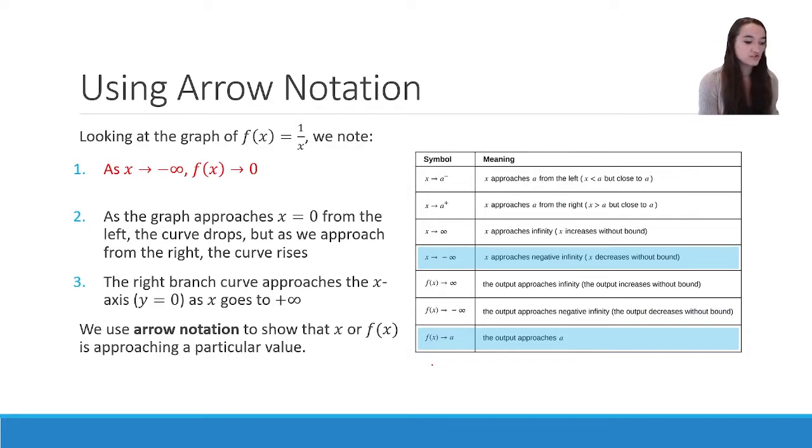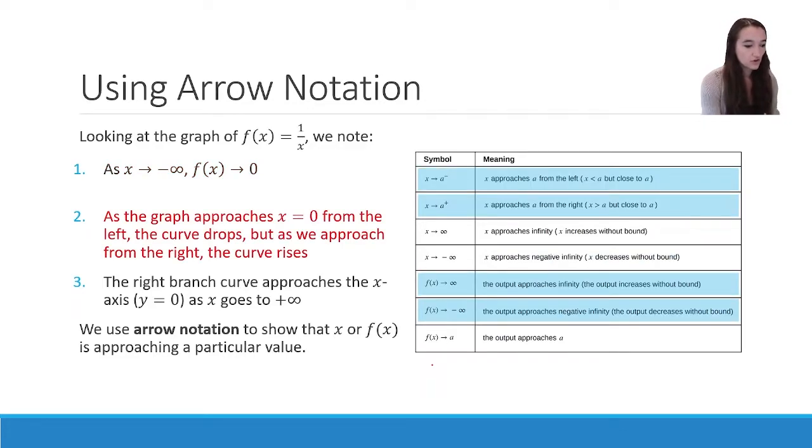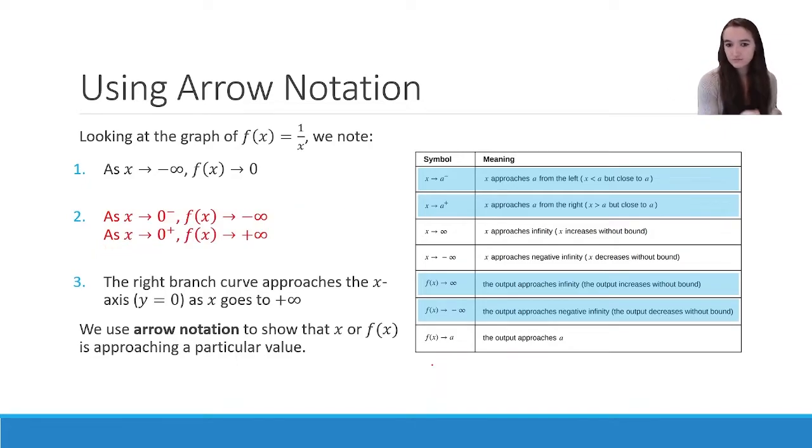Then as the graph approaches x equals 0 from the left, the curve drops, but as we approach from the right, the curve rises. So as x approaches 0 from the left, that's 0 with the minus sign, f of x is dropping, so f of x is heading towards negative infinity. And as x approaches 0 from the right, with the plus sign, f of x is rising, so f of x is going towards positive infinity, which we write like so.